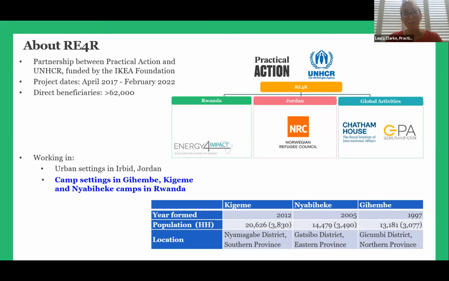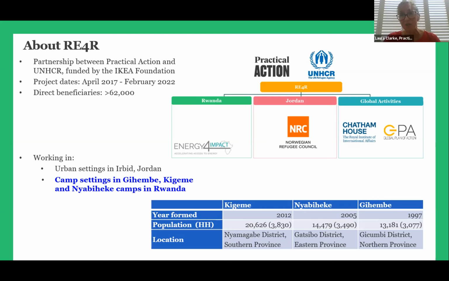And the project is being implemented both in Jordan and in Rwanda, and it's great to see so many people on the call today that have been involved in various parts of this project. We're working with lots of partners and collaborating with lots of people on this project. But for the presentation today, I'm really going to focus on the part of the project that's being implemented in 3 camps in Rwanda, which is Gihembe, Kigeme, and Nyabiheke camps in Rwanda.